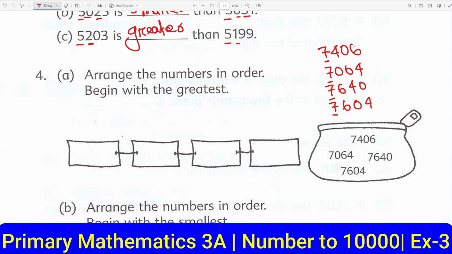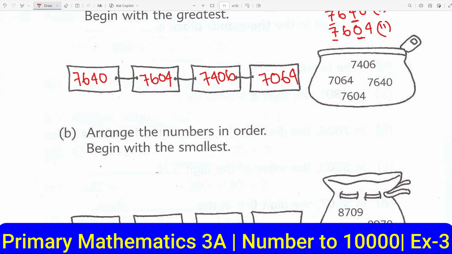Next, which one is the highest? Here 4, but here is a 6, and this is a 4, this is a 6. So this is the first one, which is 7640. Obviously this is the second one, 7604. And what about the next one? It's a 4, here is a 0. So here is 7406, and finally this is 7064.